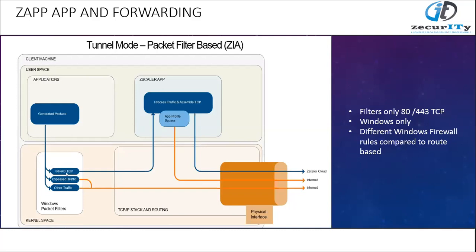So there will be plenty of firewall configuration, like Windows packet filtering will create different packets, and you need to create Windows firewall rules to forward the traffic to Zscaler.